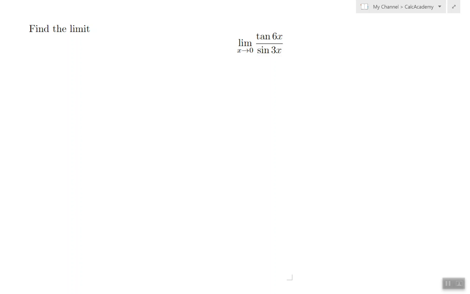In this video I'm going to show you how to find the limit of a trigonometric function that involves expressions like sine of x or tangent of x when x approaches 0. So first I want to establish the following fact. If you have a limit of sine of ax over x, then that limit is equal to a.